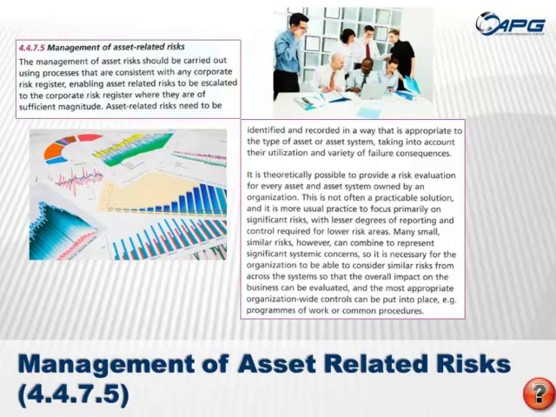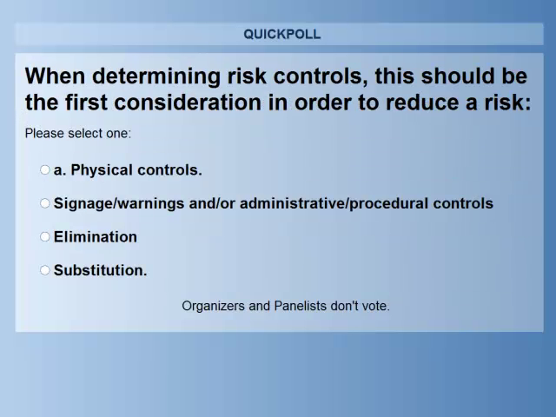Terry, please. Alrighty. Here we go. When determining risk controls, this should be the first consideration in order to reduce a risk. Physical controls, signage, warnings, and administrative procedural controls, elimination, or substitution. We're going to give it 5 more seconds.